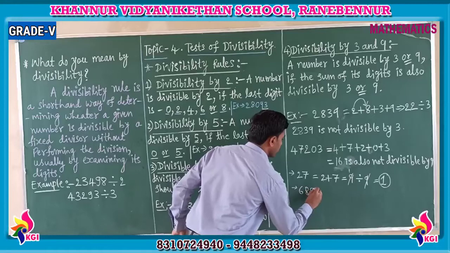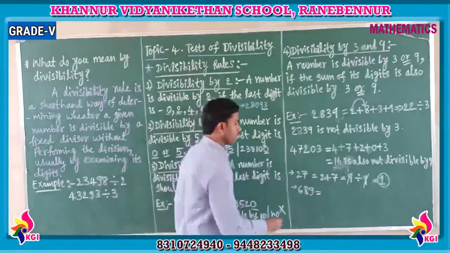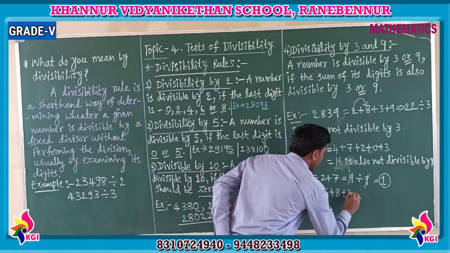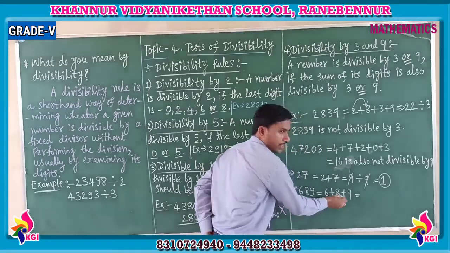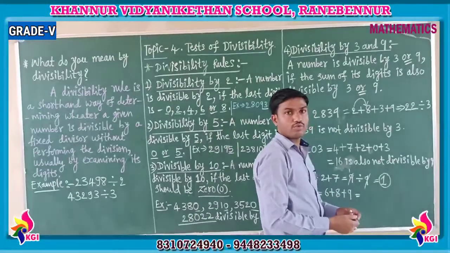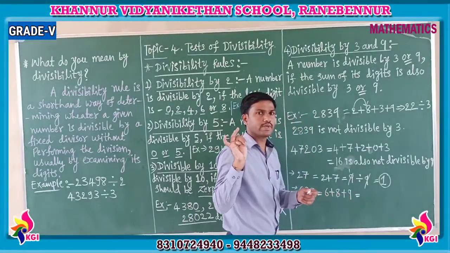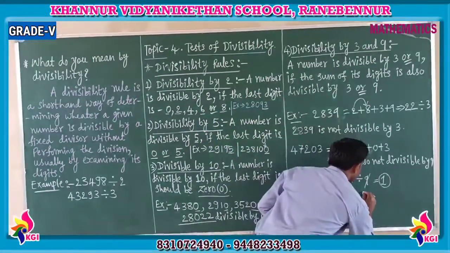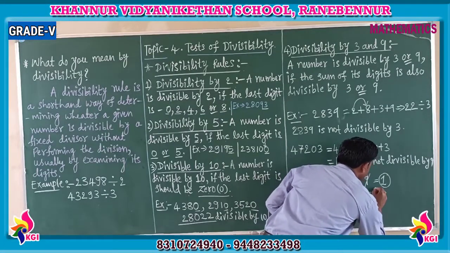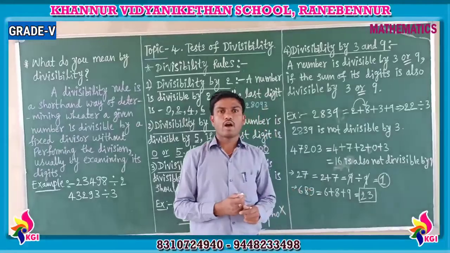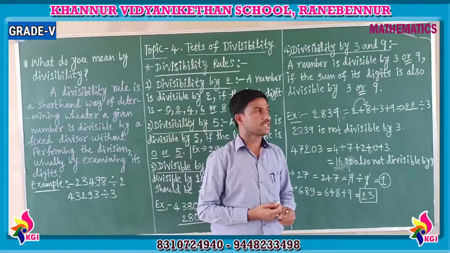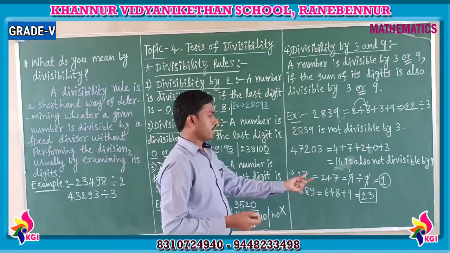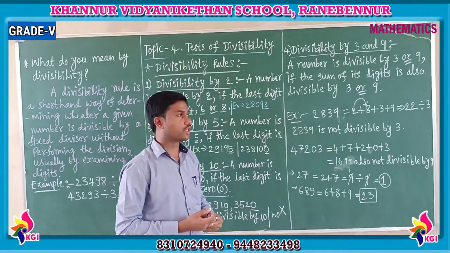Like this, take 689. First of all, we add all the 3 digits: 6 plus 8 plus 9. 6 plus 8 is 14, 14 plus 9 is 23. Is 23 divisible by 3 or 9? No, 23 is not divisible by 3 or 9. That's why the divisibility rule by 3 and 9 does not hold for this number.